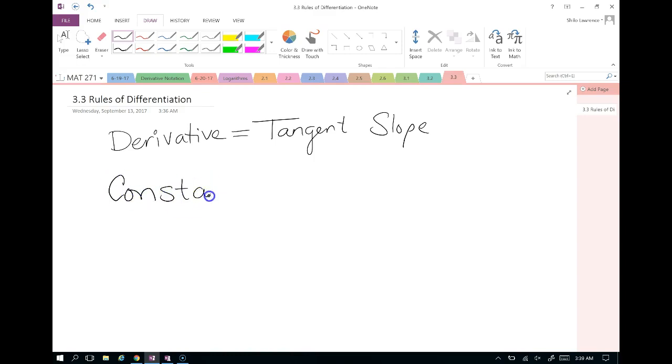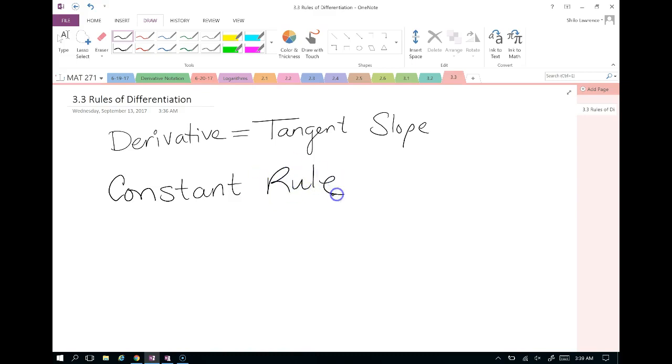And at the end of this section, we'll make one big list again of all of our rules together, but we're going to go through them here one at a time with a couple of examples of each. So this section is really, really important for chapter 3, and it's really important for the understanding of the rest of the semester, so this video is going to be a little bit long.